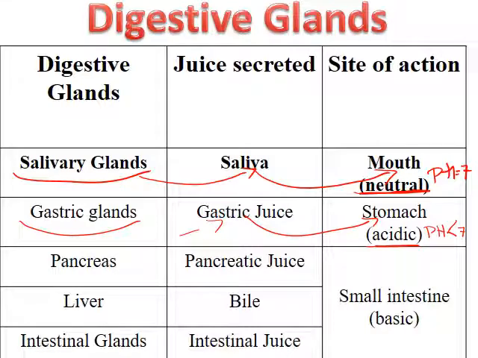Pancreas secretes pancreatic juice at the level of the small intestine. Liver secretes bile at the level of the small intestine. Intestinal glands secrete intestinal juice also at the level of the small intestine. Those three act at the level of the small intestine, where the medium is basic, meaning that pH is greater than 7.